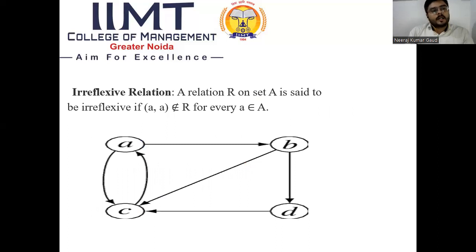Irreflexive relation. A relation R on set A is said to be irreflexive if (a, a) doesn't belong to R for every a belongs to A. That is this diagram representation of irreflexive relation. That is, A doesn't form any loop, B doesn't form any loop, C doesn't form any loop, as well as D doesn't form any.